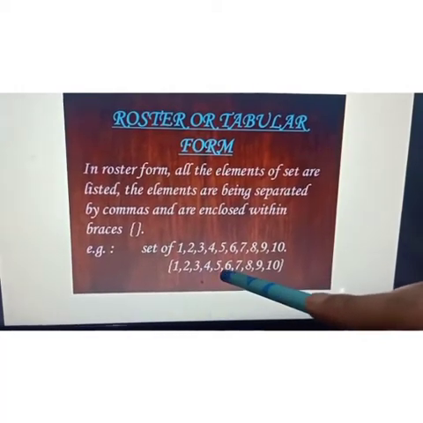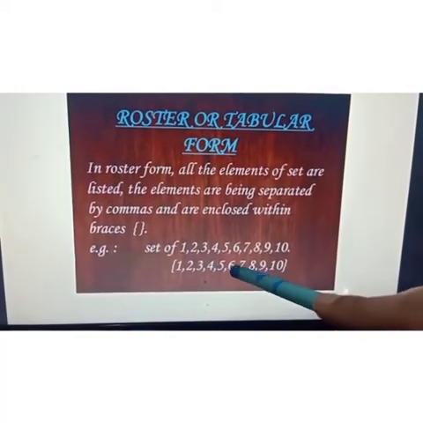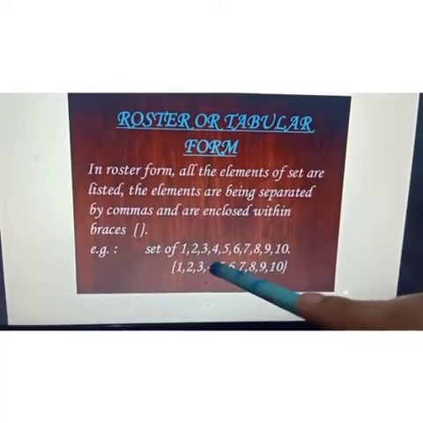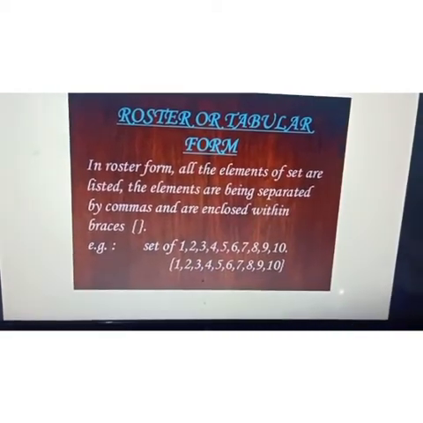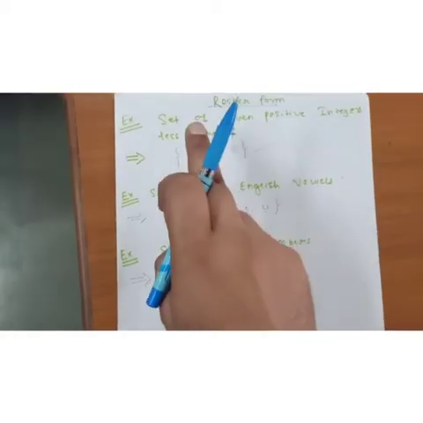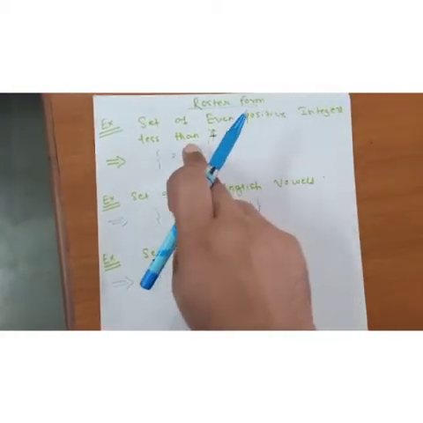All elements are listed, separated by commas, and enclosed by braces. So these three things you have to mention. These are more examples based on the roster form. First is a set of even positive integers less than 7.